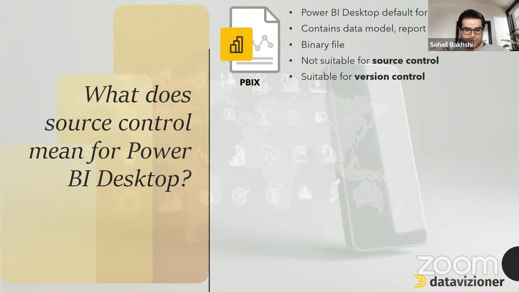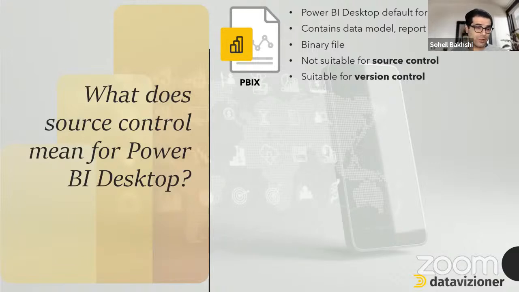This specific tool, Power BI Desktop, generates some file formats, right? The default file format is the PBIX file, which contains the data model, the report definition, and the data itself. So whenever we connect to multiple source systems, we can import the data into Power BI Desktop's data model, and it is cached, right? So the PBIX file contains the data model definition, report definition, and the data itself. And it is a binary file.